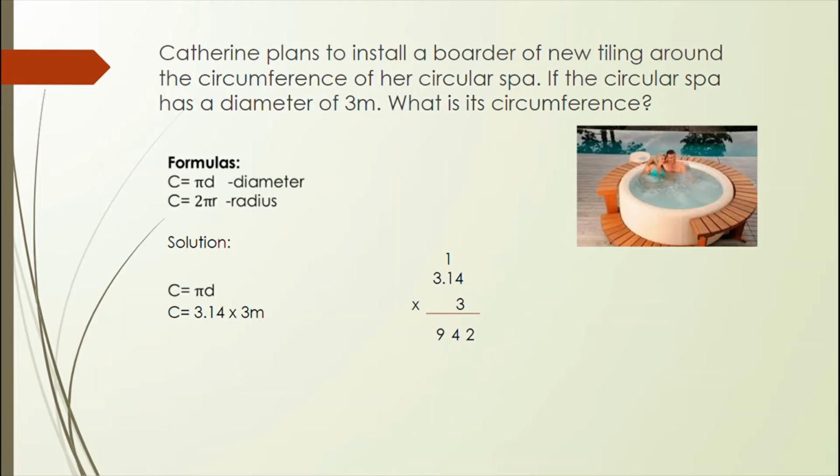Don't forget to place our decimal point. How many decimal places do we have? We have 1 and 2. So we have two places in our decimal point. For our final answer, we have 9.42 meters. So the circumference of Catherine's spa is 9.42 meters.